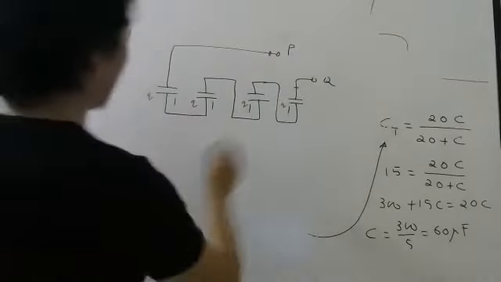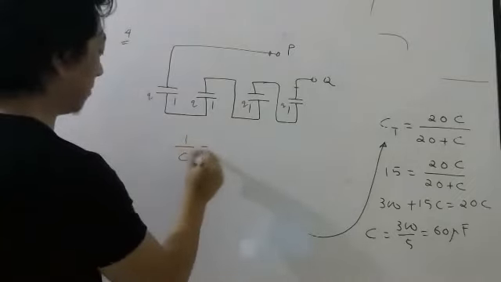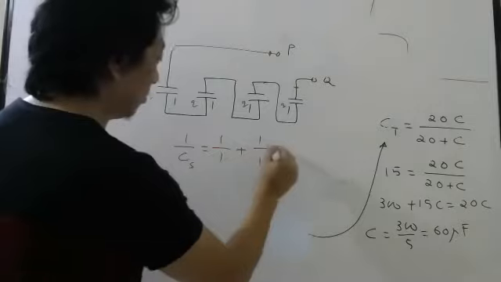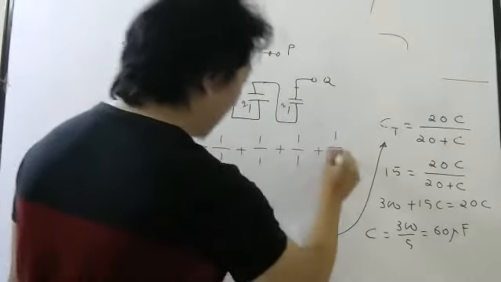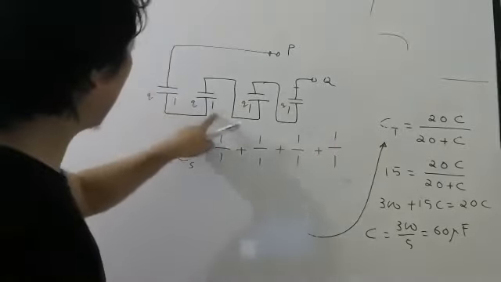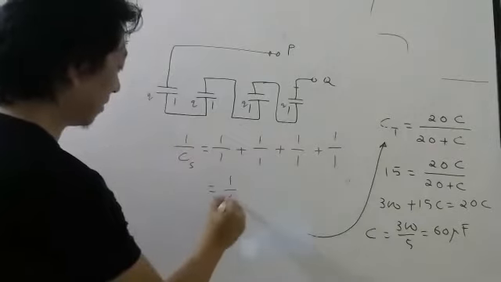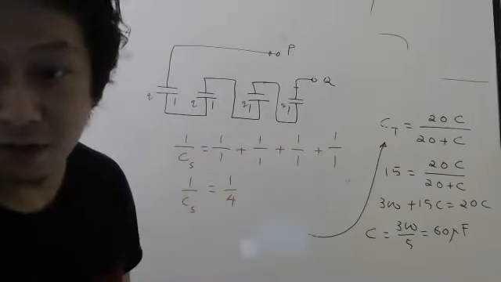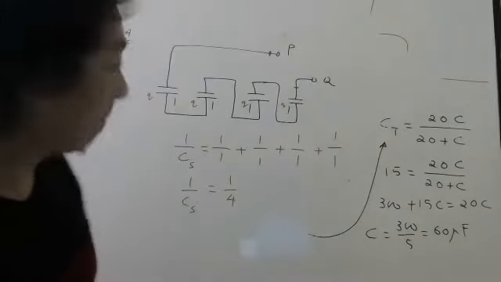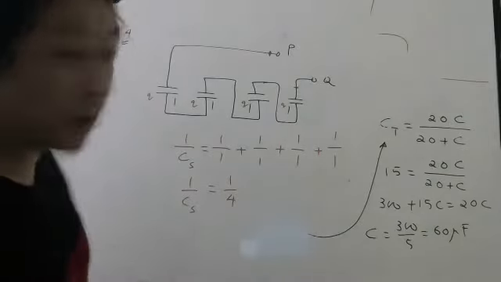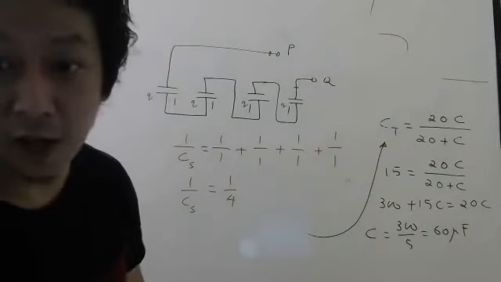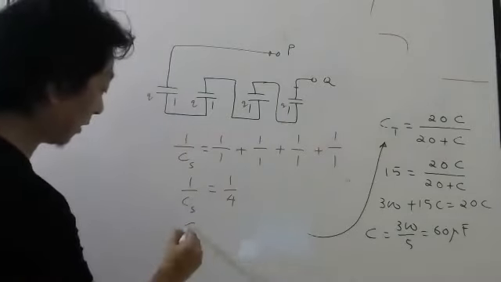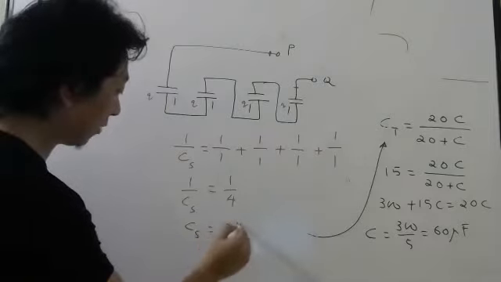Since it is in series, total capacitance will be 1 by CS equals 1 by C1, 1 by C2, 1 by C3, 1 by C4. Everybody is 1, 1, 1, 1. So it will be 1 by 4. Somebody said 1 by 4. How is the answer 1 by 4? I want capacitance, not 1 by capacitance. So cross multiplied, capacitance will be 4 microfarad.